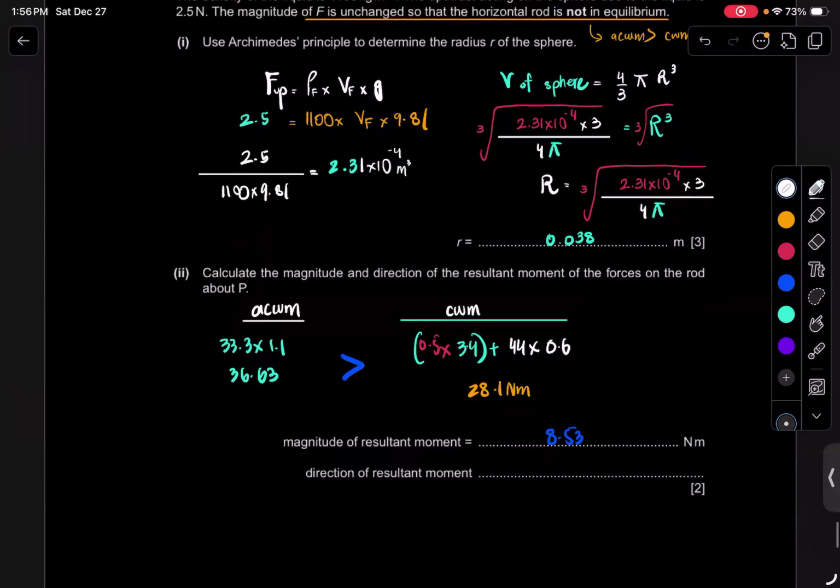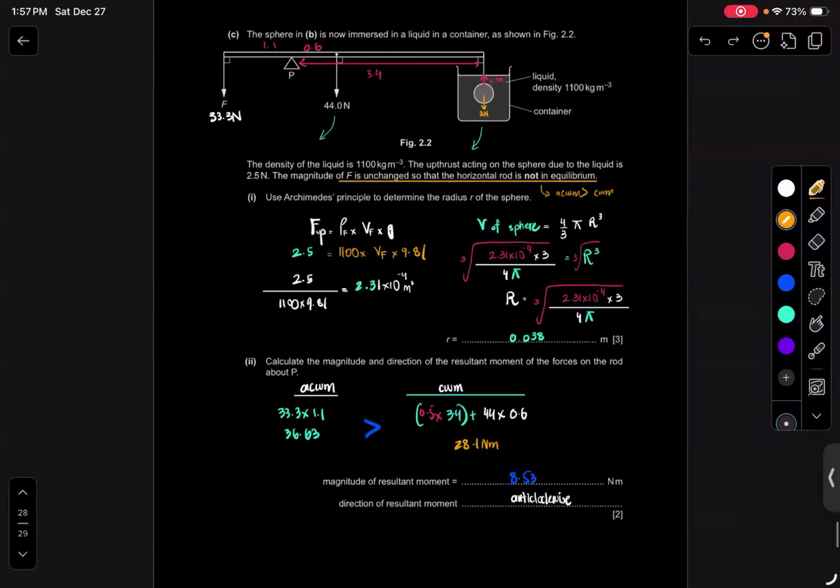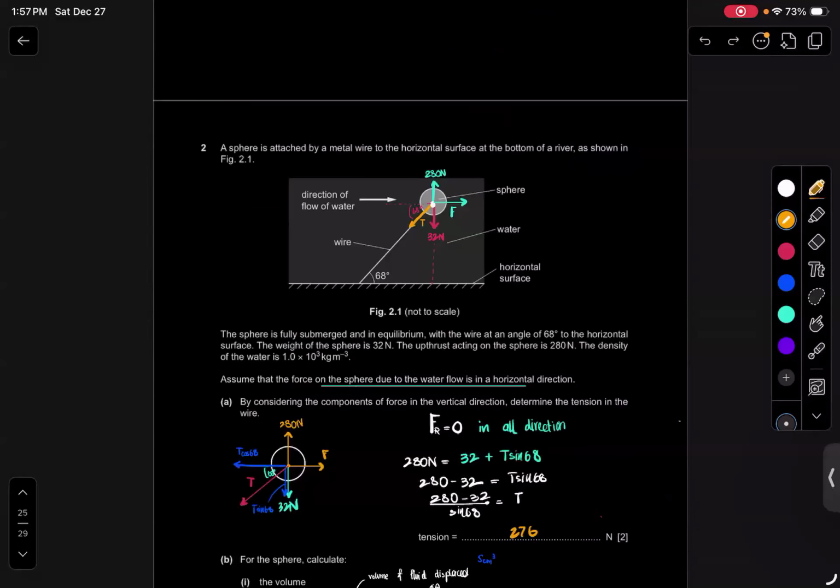The direction of the resultant moment is anti-clockwise. Why? Because the net effect is that the rod is going to turn anti-clockwise, because the anti-clockwise moment is now too great. Before the sphere was immersed, the weight of the sphere was more effective, and the clockwise moment was balancing out the anti-clockwise. Okay, and that's it. We are done with this chapter of forces, density, and pressure.